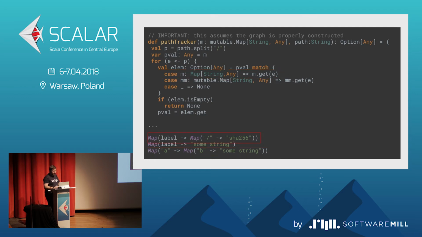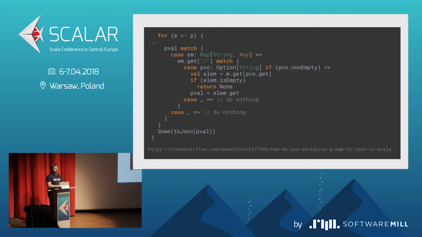And then I need to consider this case. And in that case, I just need to go further into that map. So I just deconstruct it. I'm getting the slash. And after I got a slash, if it's successful, then I would go to the element that's under that slash. Believe me, it works. Then I need to return some to JSON, and this is actually what Scala doesn't have.